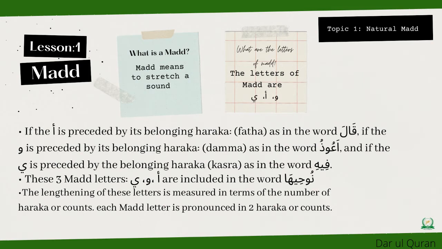Nuhiha. The lengthening of these letters is measured in terms of the number of haraka or count. Each mad letter is pronounced in 2 haraka or counts. So as I told earlier, in this natural mad, we are supposed to stretch the mad letters to 2 counts, such as qala, a'udhu, fihi, nuhiha. Hope you all are clear. So now let's see some examples for this topic.